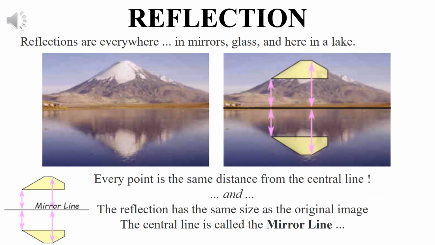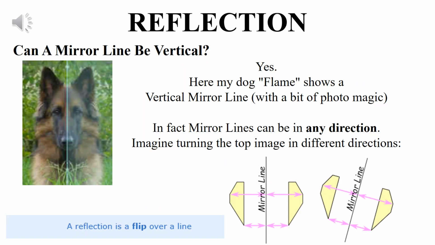Reflection. Reflections are everywhere. In mirrors, glass, and here in a lake. Every point is the same distance from the central line, and the reflection has the same size as the original image. The central line is called the mirror line. Can a mirror line be vertical? Yes. Here my dog, Flame, shows a vertical mirror line with a bit of photo magic. In fact, mirror lines can be in any direction. Imagine turning the top image in different directions. A reflection is a flip over a line.